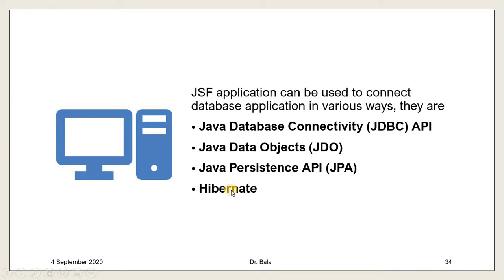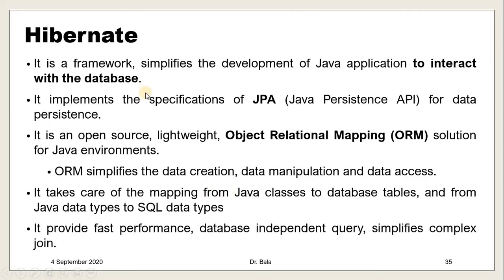But Hibernate is implemented with the JPA. So JPA is already connected with the JDO, and in JDO the database is connected. It's a hierarchy of the connection, but Hibernate is the latest technology which we are going to use in our course. Now you can come to know what Hibernate is.